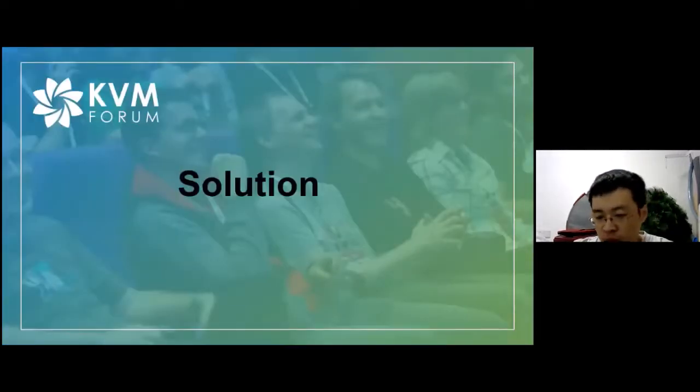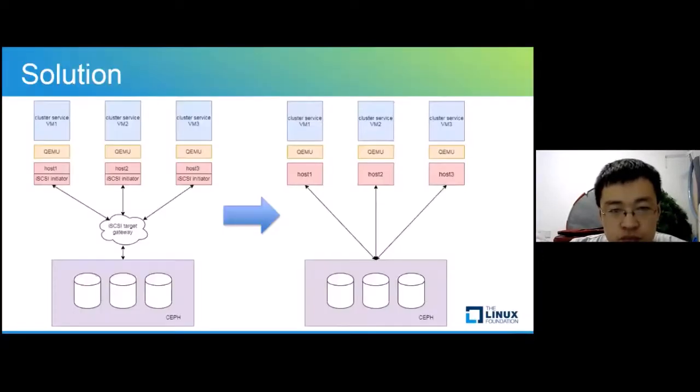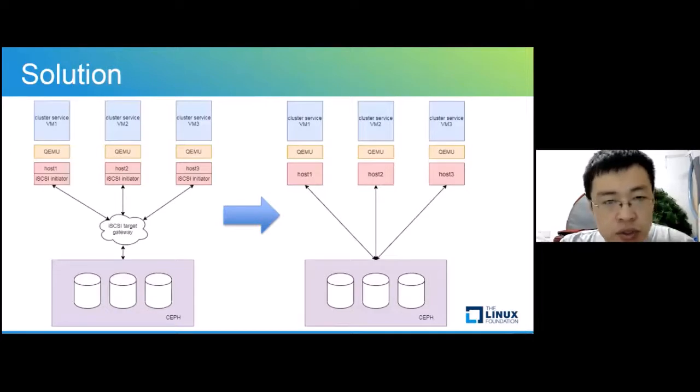Okay, let's see our solution. We know that QEMU can access Ceph cluster directly. So the solution is simple. We just drop the SCSI part and turn the architecture into that in the right picture. That is right. Let QEMU access Ceph cluster directly.